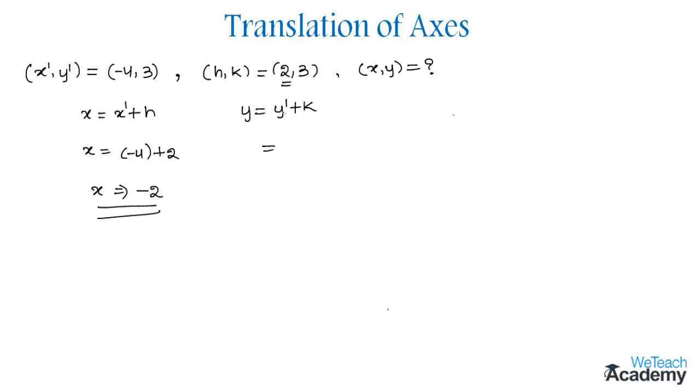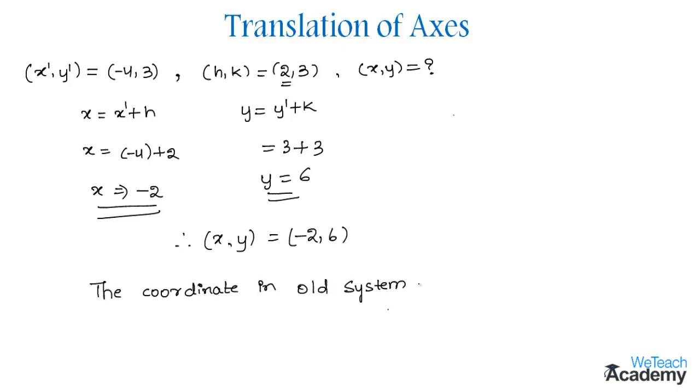Similarly, the value of y dash, which is 3, plus the value of k, which is again 3. By adding, we get 6, which is the value of y. Therefore the coordinates x comma y are equal to minus 2 comma 6. So we can say that the coordinates in the old system, represented by x comma y, are equal to minus 2 comma 6.